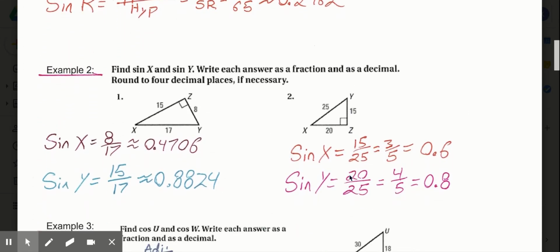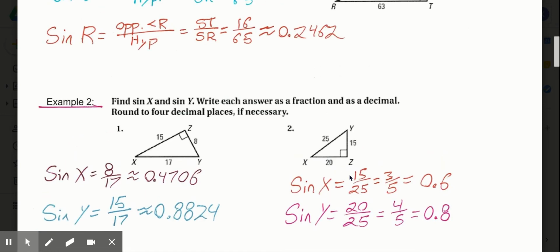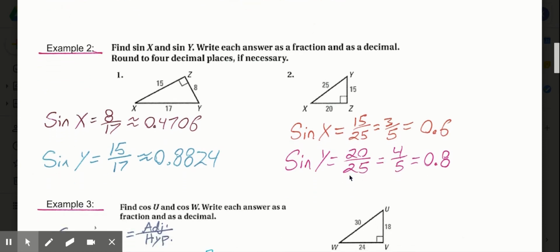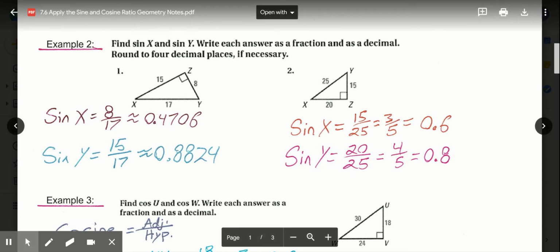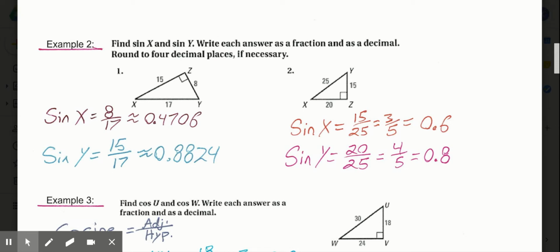In example 2, they'd like us to find the sine of x and the sine of y, and then to write each answer as a fraction and as a decimal, rounding to 4 decimal places if necessary. So again, for the sine, we always want to keep in mind opposite over hypotenuse. So our sine of x, side opposite over hypotenuse, 8 over 17. For y, we would have the sine of y, which is 15 over 17. And you can see the decimals right there. Again, to get the decimals, simply top divided by bottom.